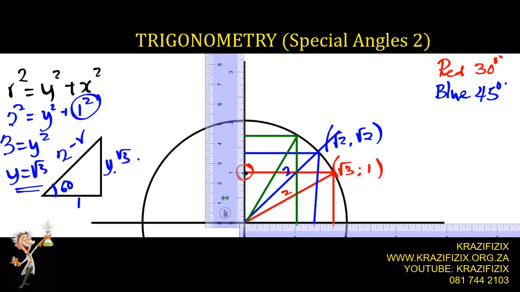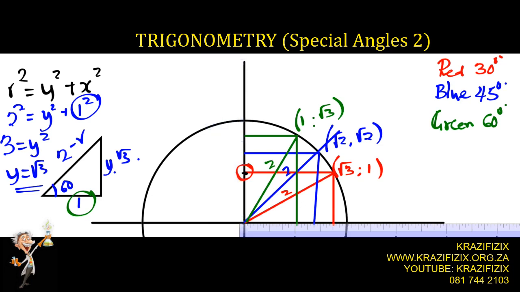Green. So my x coordinate is 1. My y coordinate is square root of 3. Remember again, that is 2. So we have green as what? 60 degrees. Okay, I'm going to lose my rulers just now. Don't need them anymore.